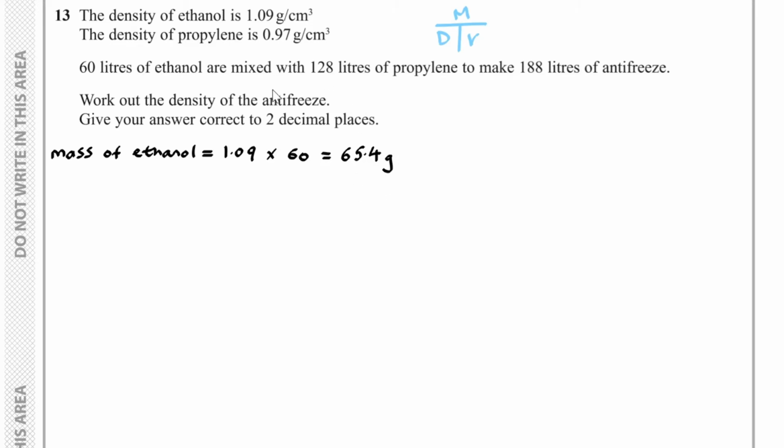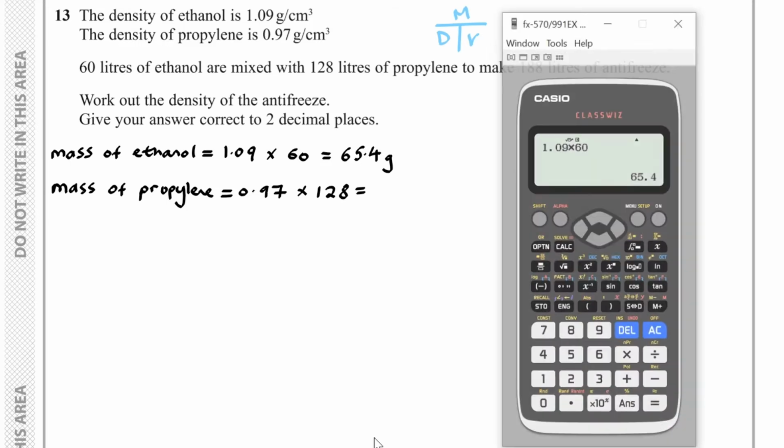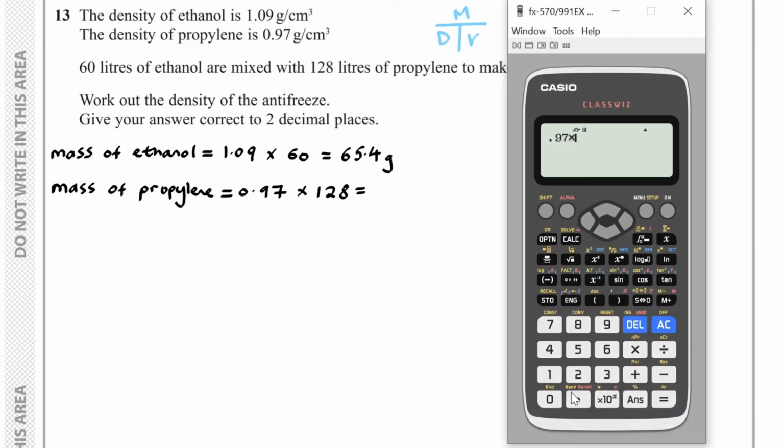We can do the same thing with propanol. So the mass of propanol, let's just work this out. That's going to equal 0.97 multiplied by the 128. So if I work this out, 0.97 times 128, that's equal to 124.16.